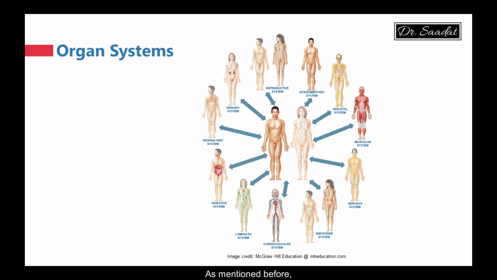As mentioned before, our body is made of 11 systems. Each system is composed of specific organs that perform a unique set of functions essential for our survival. These systems don't operate in isolation. They collaborate in an incredible symphony, ensuring our bodies function optimally.